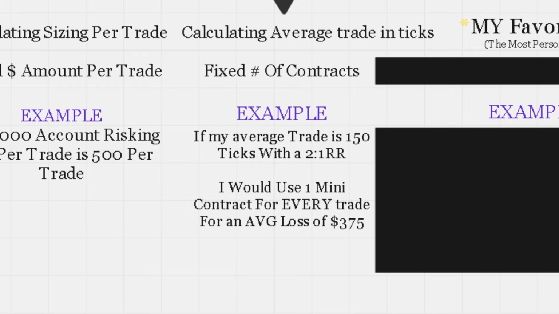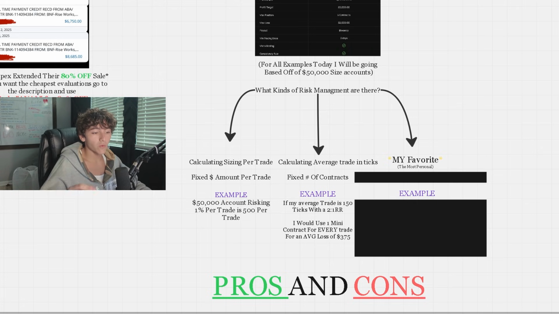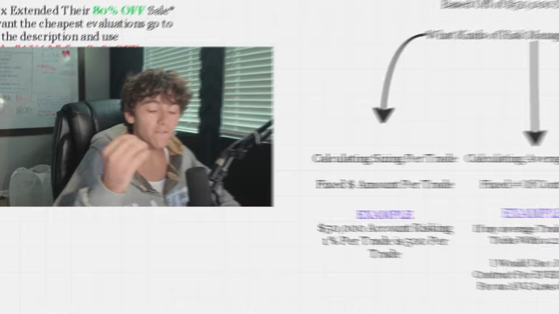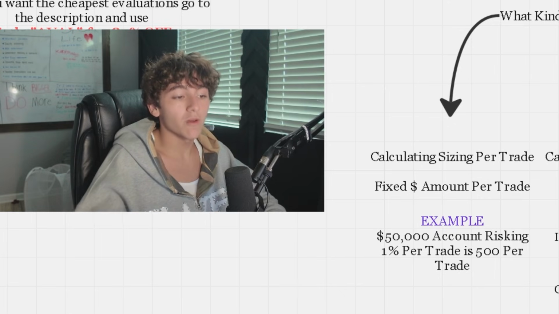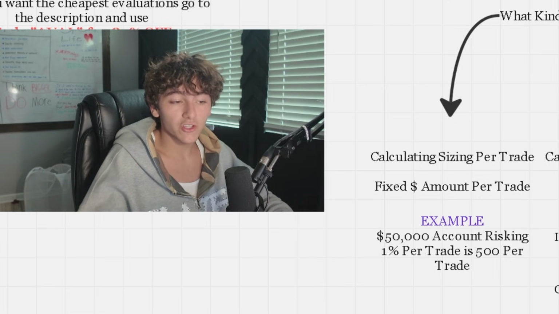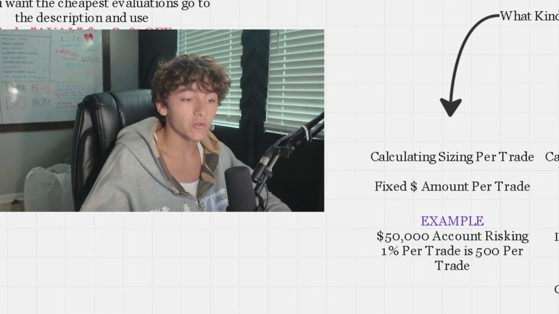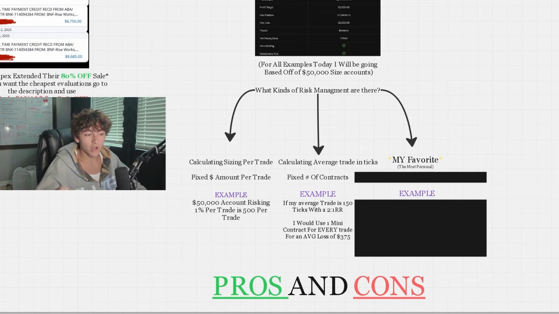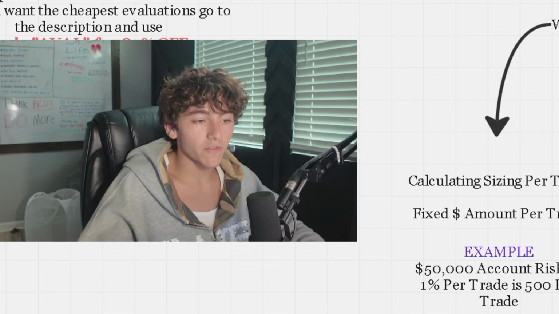So for example, let's say that your average trade is 150 ticks with a 2-to-1 risk reward, which means that your average loser is probably around the 75 ticks area. Now for this example, I would say if I'm using 1 mini contract for every trade, average loss being 75 ticks, that's going to equal about $375 per loss. And now it's very important that between these two, there is a big difference with them, but they both work. That is why we're going to go over the pros and cons, because this is very important and this can get very, very detailed. So I want to make sure that we're following along for all of this.